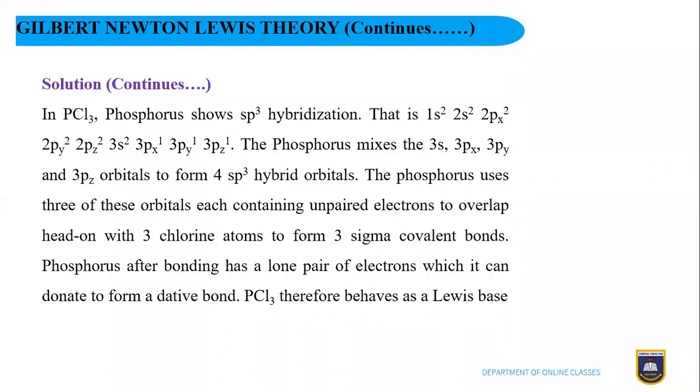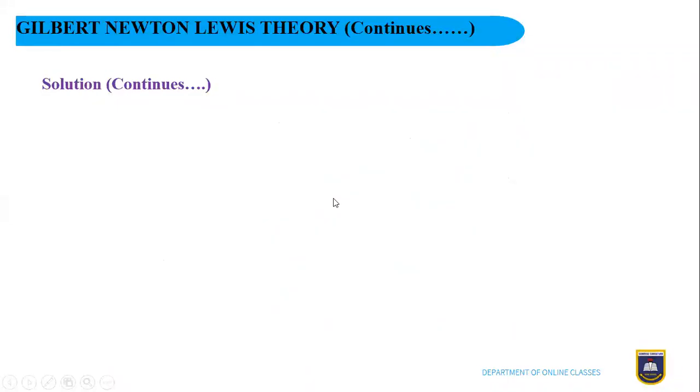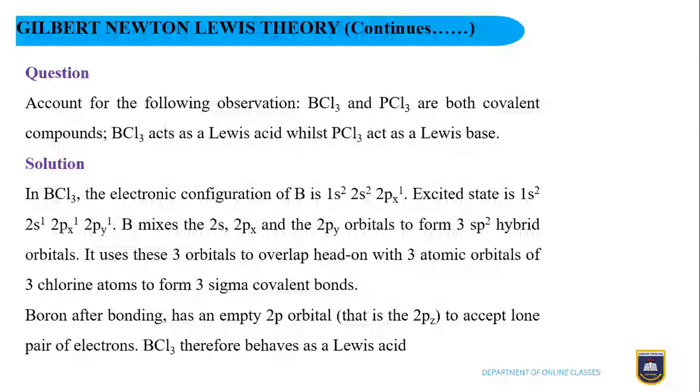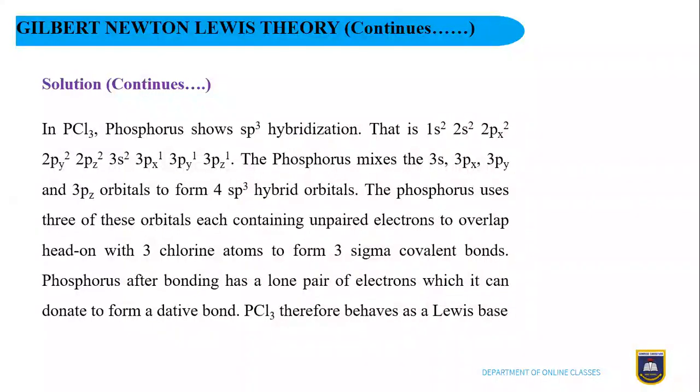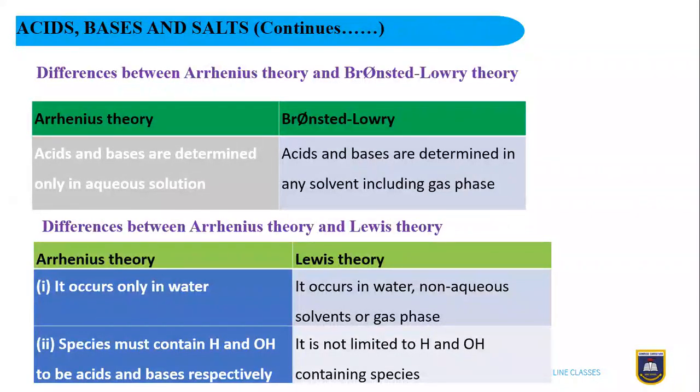That makes it behave as a Lewis base, because it has an electron pair to donate. It has an excess electron pair to donate to anybody who needs it. That is the reason why boron trichloride and phosphorus trichloride, even though they look alike, behave differently: BCl3 acts as an acid, whereas PCl3 acts as a base. Any question on that explanation? It's very important.